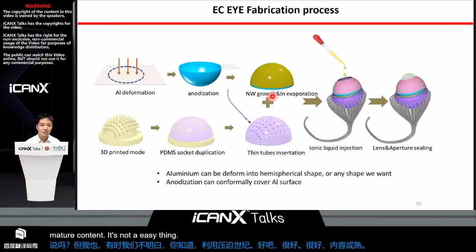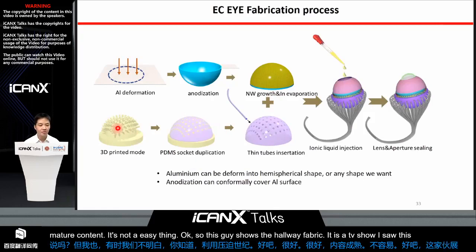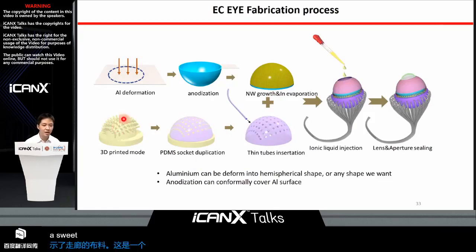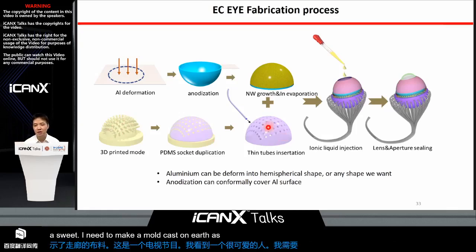So this slide shows how we fabricate this artificial eye socket. Basically, we first use 3D printing to make a mold, and we cast the PDMS on it with many holes, and we can assemble the whole eyeball together.